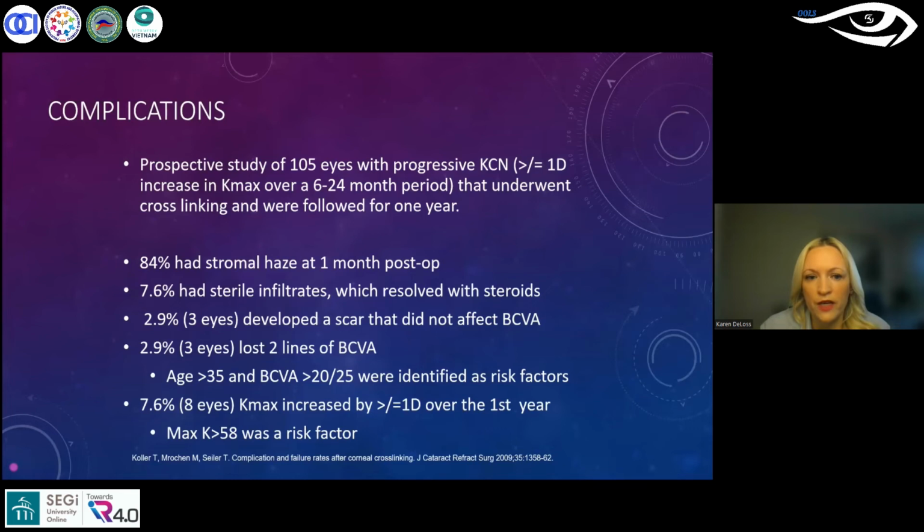More than 35 years of age, and again, visual acuity greater than 20/25 were evaluated as being risk factors. Roughly 8% had more than 1 diopter increase over time. So again, that 60 diopter or 58 diopter was a risk factor over time. If you take out the patients that were over 35 or whose vision was better than 20/25, though, the risk of complications for corneal cross-linking was 1%. So that's really important: 35, and then looking at that vision.